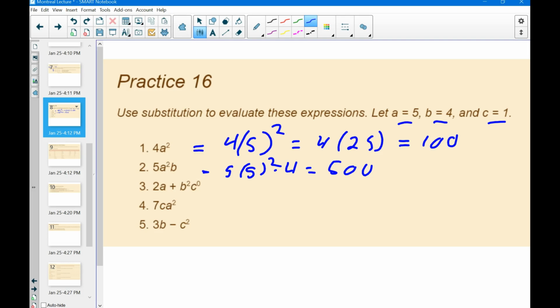I think that's fine. The only trick here really is that c to the power of 0 equals 1. That's the only trick that's involved there. Any number to the power of 0 is equal to 1.